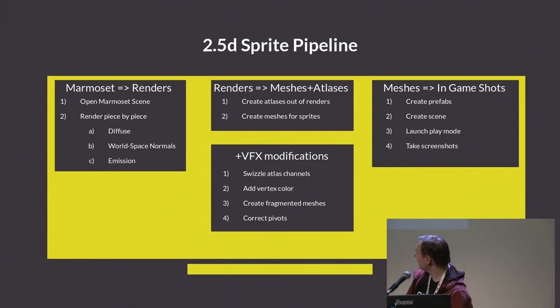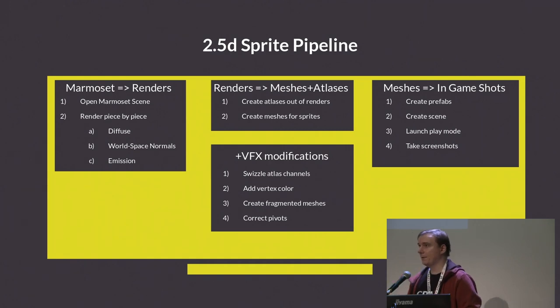For starters, you've got a Marmoset Toolbag scene where everything is set up. You've got your 3D models, your lights, your materials, and you have to render them piece by piece, three different ways. First of all, you have to just render the picture. Then you have to render the normals so that you can do lighting later on. And that's not world space normals, that's screen space normals, sorry about that. And then finally you've got the emission so that you can animate the lights and the emission of the materials at runtime in your game.